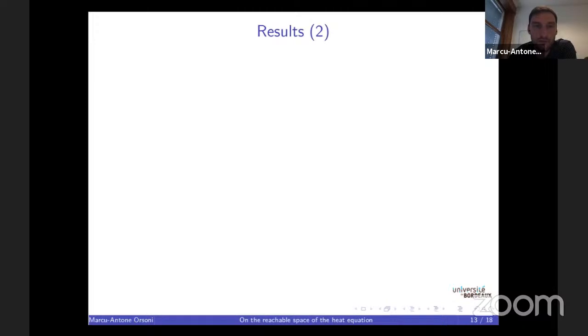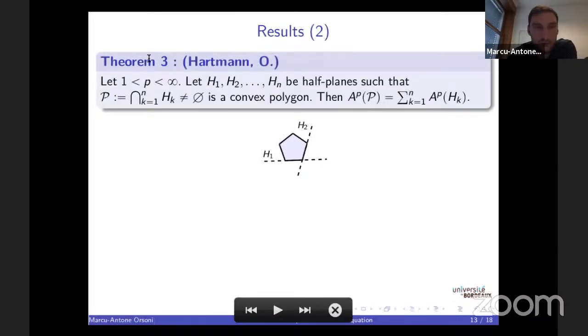Another result which follows from the previous theorem is on polygons. So if you take a polygon, you want to decompose it from its sides. So you have the n half planes, and you can see the half planes with the sides. So every side follows from a half plane, and the theorem gives the possibility to decompose the Bergman space of the polygon in n Bergman spaces of the half plane.